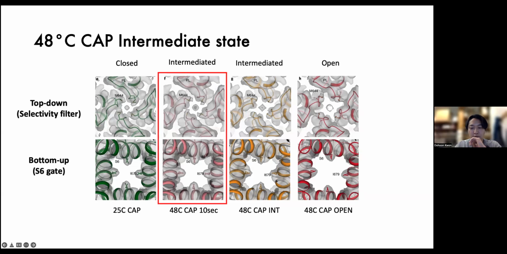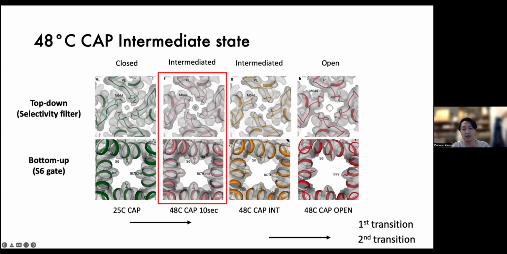So we thought the 10-second short heat incubation was inefficient to open the TRPV1 in this condition. This is very strong evidence the heat-dependent intermediate state exists. Based on this result, we called the conformation change from the 25 degree to intermediate state the first transition, and the second transition is from the intermediate state to the open state. And we analyzed the conformation change in each state.